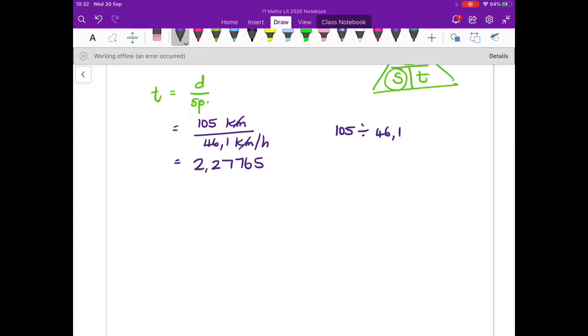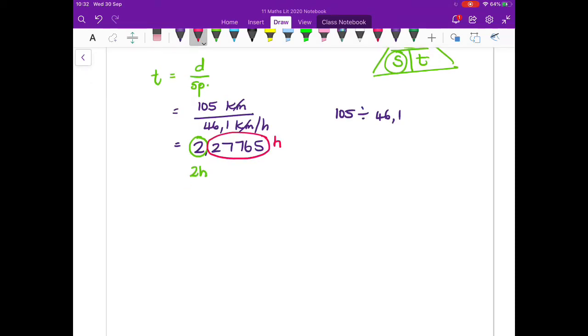But that is not the case. You've got to understand the meaning of this. This is 2 whole hours. So we've got 2 hours, and this part here is a fraction of an hour because all of this is hours. So I have got plus 0.277, and I'm going to round off to here, 0.2777 hours. I now need to change it to minutes.